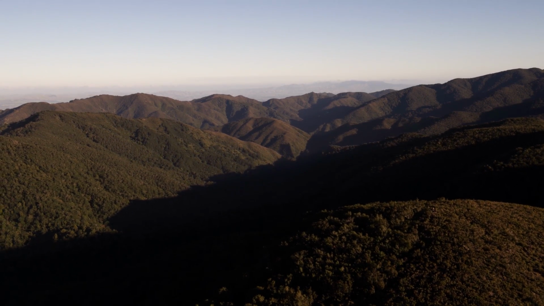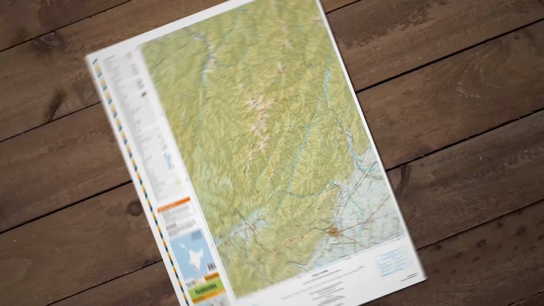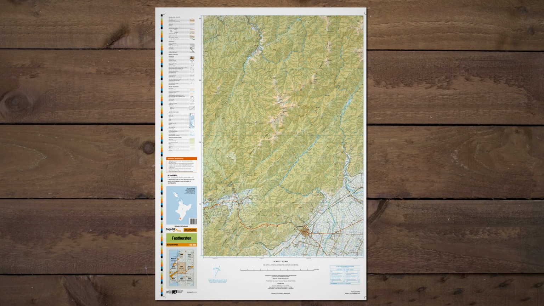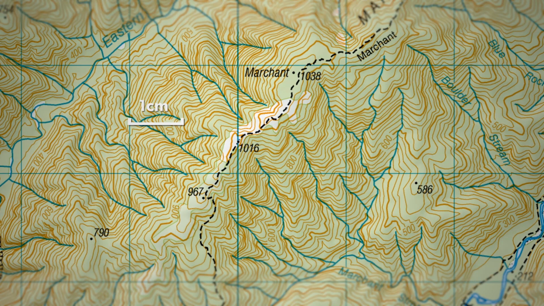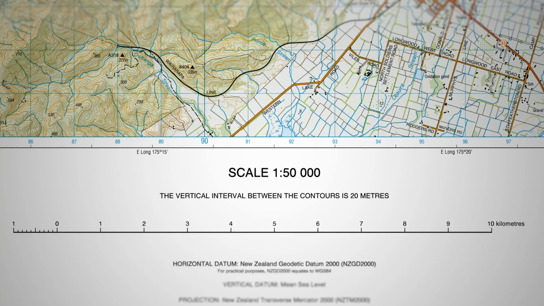Scale is a way to translate a huge amount of area into something small like a map. Topo maps come in different scales, but the most useful one for a tramper is a map of 1 to 50,000. This means that 1 centimetre on the map equates to 50,000 centimetres or 500 metres on the ground in real life. On the map, this translates to 1 kilometre to 2 centimetres. Check out the guide at the bottom of the map.